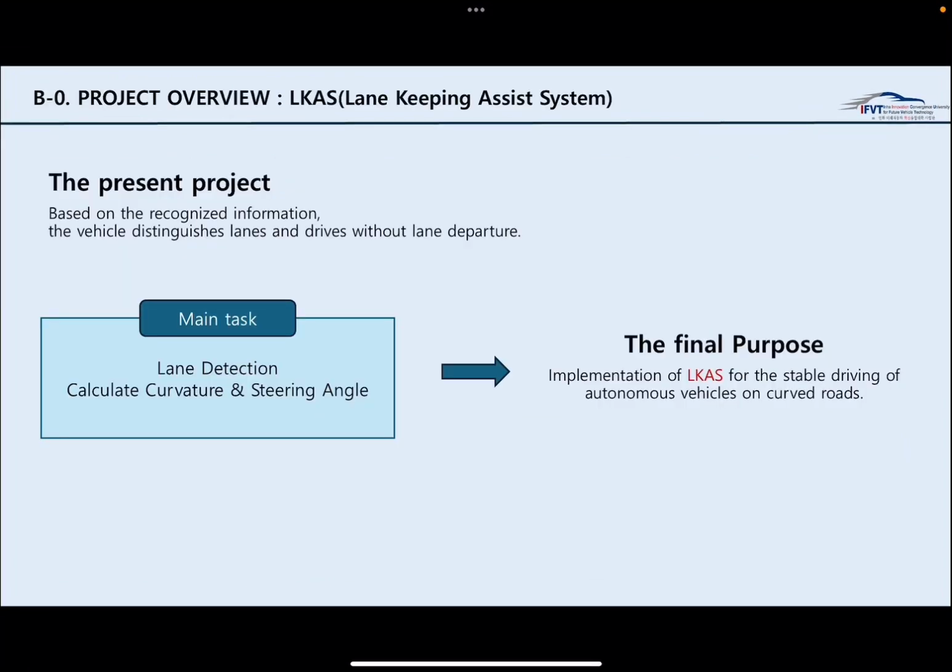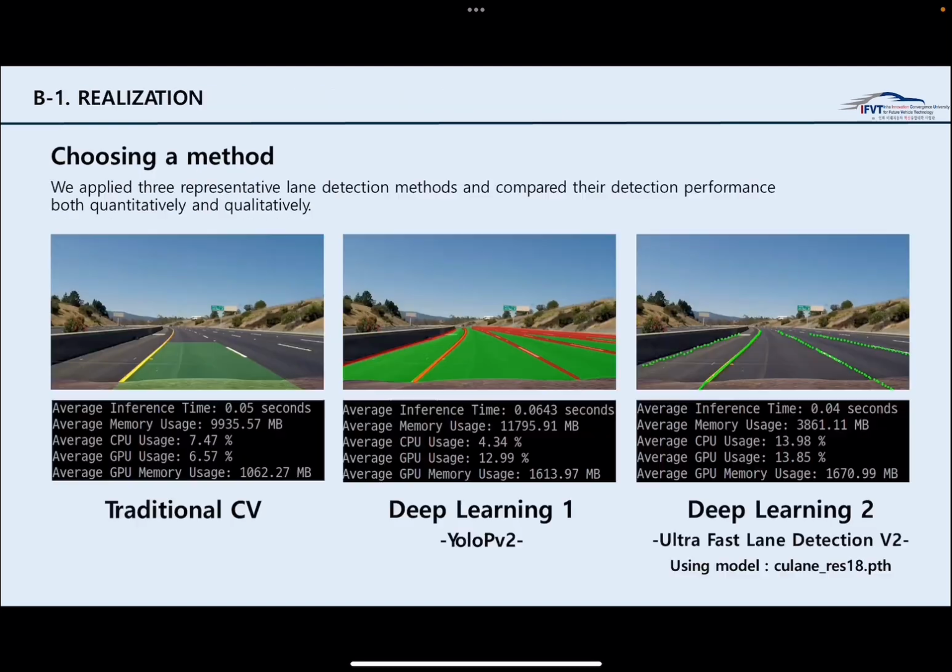Now, we would like to introduce our next research topic, which is lane keeping assist system. Our main tests were lane detection, curvature calculation, and steering angle calculation. Our ultimate goal was to implement an LKAS for stable driving on curved roads.